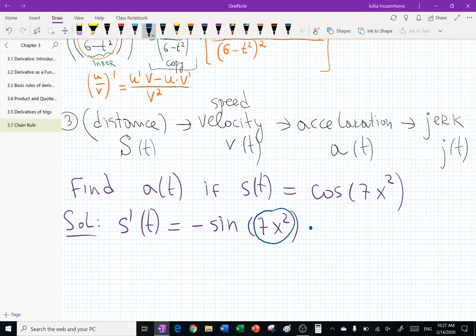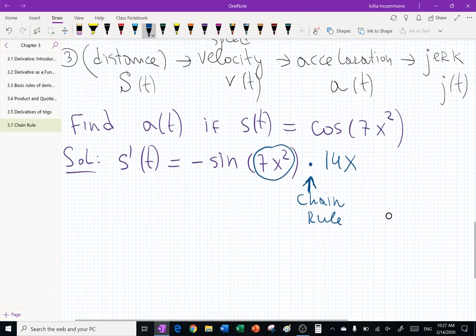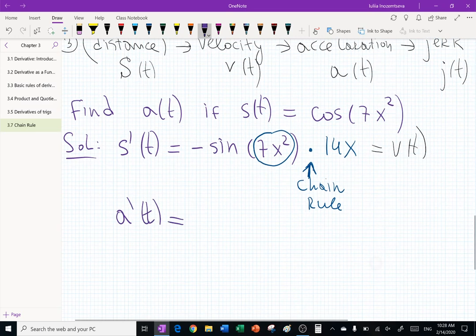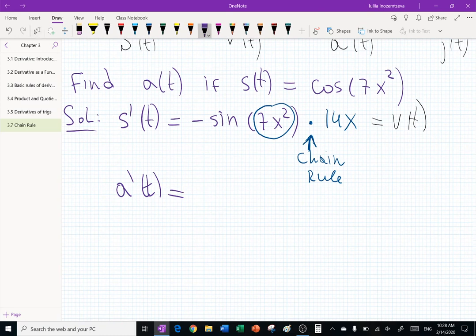There's a function inside. So now I'm like, oh, if there's a function inside, I multiply, and that's chain rule. Chain rule says don't stop, there's something going on inside. 14x, the derivative of the function inside. It's 14x. And now this is velocity, v of t. And now to find acceleration, what do you have to do? Differentiate again. And that's going to be a product rule with chain rule. Do you see that? Then I'm differentiating negative sine of (7x) squared times 14x to get acceleration.